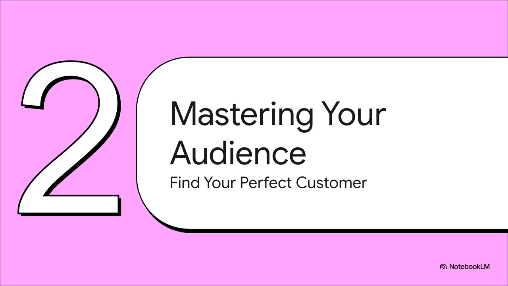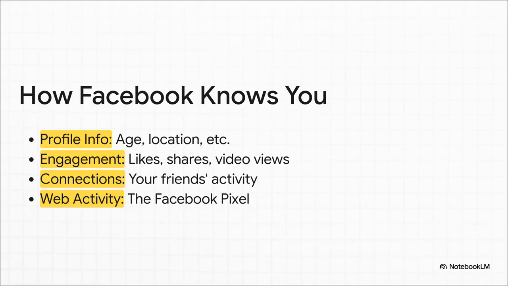Okay, so we've got our why, our objective. Now let's nail down our who. Because honestly, targeting the wrong people is the absolute fastest way to burn through your budget with nothing to show for it. Ever wonder how Facebook knows you so well? Well, it's all about the data. Your likes, your shares, that's all part of it. But the real game changer is the Facebook pixel. That little piece of code on, like, 1 million websites. It's tracking activity off of Facebook, which is why the targeting can get so incredibly precise.